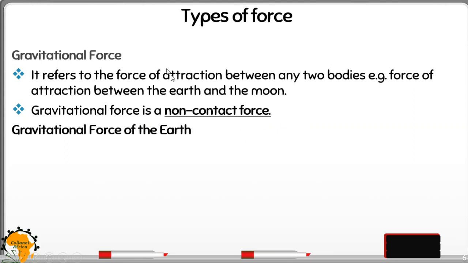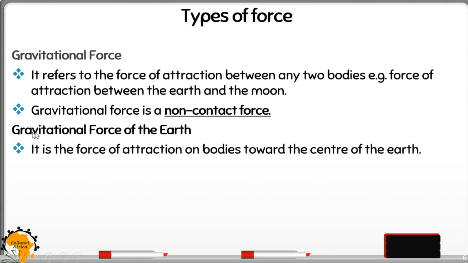Have you ever asked yourself why when you throw objects upward, they always come down? Or when you are seated under a mango tree, you find the mango falling and not rising up? The answer is here. This is because of the gravitational force of the earth, and this is the attraction on bodies towards the center of the earth. Whenever you have an object on the surface of the earth, it is always attracted towards the center of the earth.